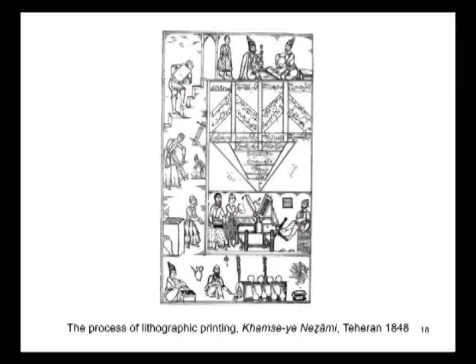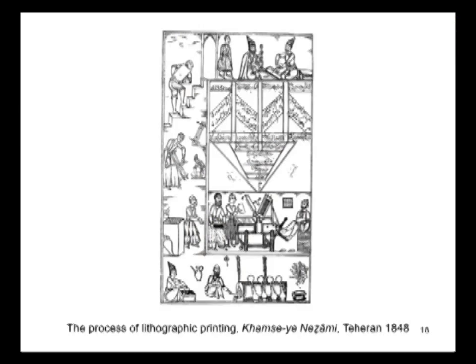This book was soon followed by a large number of illustrated lithograph books, and a highlight of this genre is a book I always like to show, the 1848 edition of Nizami's Khamse, that is particularly famed for Mirza Ali Quli Khoui's detailed and lively illustration of the process of lithographic printing. And just to give you a vague idea of what you're seeing here, you have to read the picture from bottom right and then follow on the margin to the top and then turn to the middle.